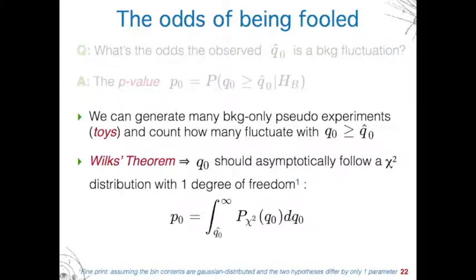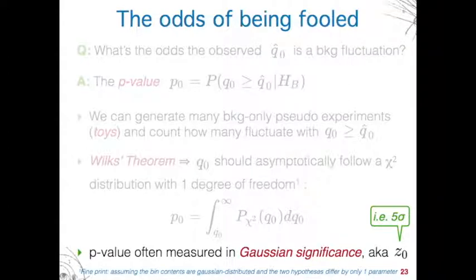Now, one way to get at this is to just generate many background-only pseudo-experiments and see how many of them do this. How many should we expect actually have big fluctuations like this? Thankfully, this guy Wilks told us what the shape of that distribution should be. It should follow a chi-squared distribution asymptotically. And so, as I described, the p-value would then be an integral on the tail of that distribution, including the extreme values. P-value is a probability. And so it's handy to quote it in Gaussian significance. And this is what people are talking about, the Z value, which you often hear in terms of 3 sigma or 5 sigma.